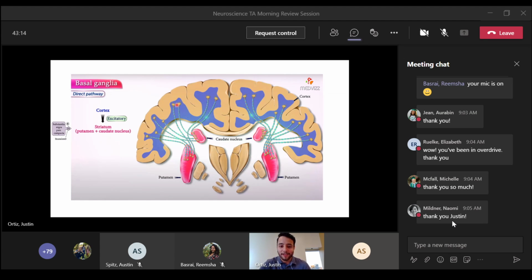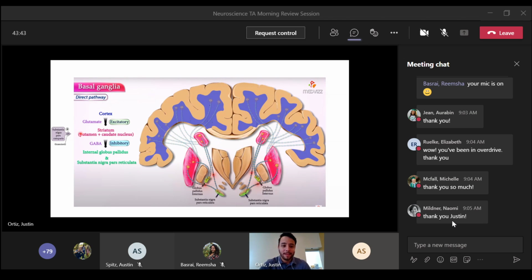You can see the cortex right here, exciting the putamen as well as the caudate. These two together make up the striatum. After that, we're thinking, okay, what happens when we activate the striatum? If you remember, the striatum has the MSNs that release GABA, so the striatum is inhibitory. You'll see on the next step that the striatum actually inhibits the next structure.